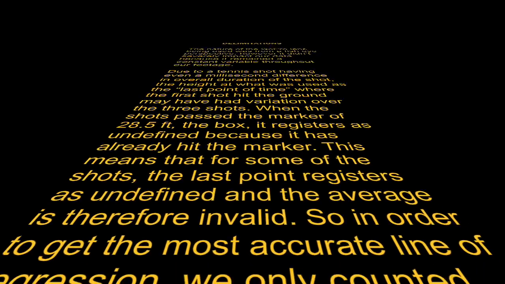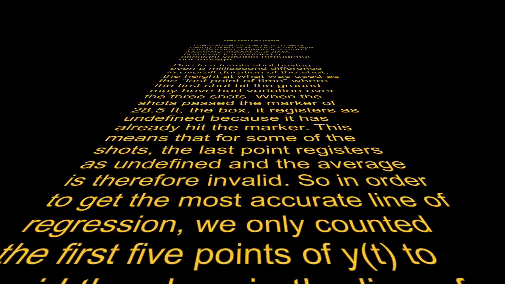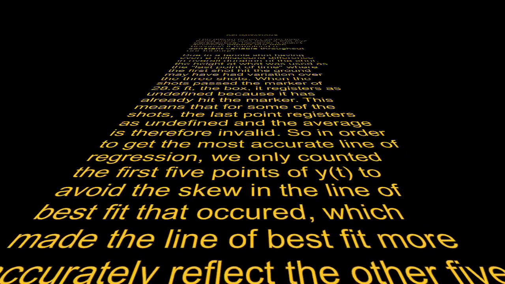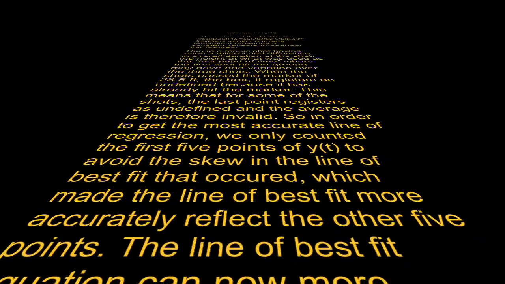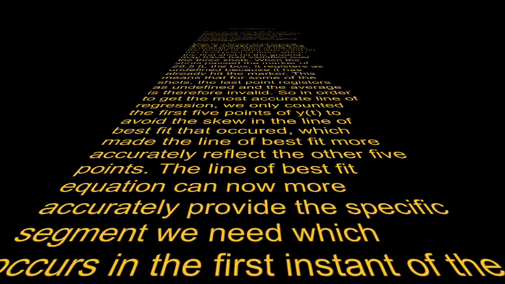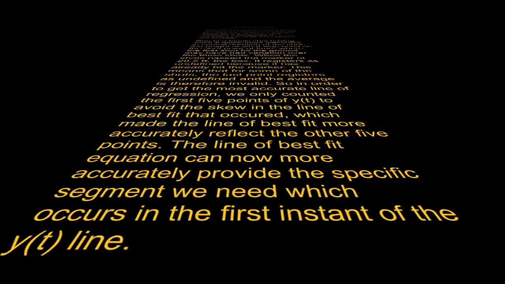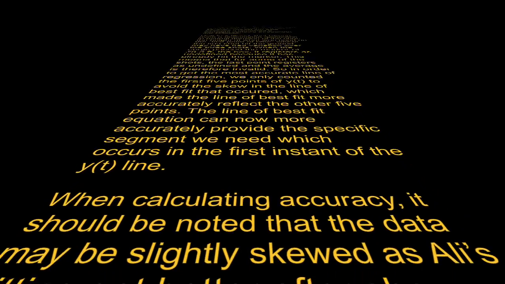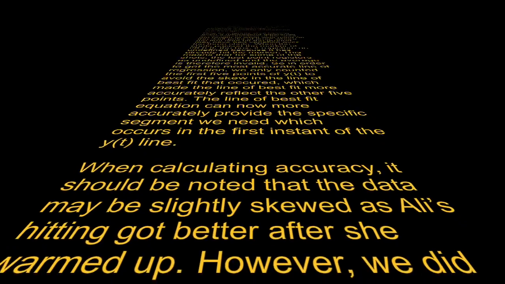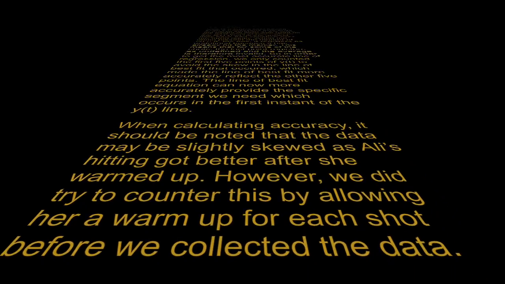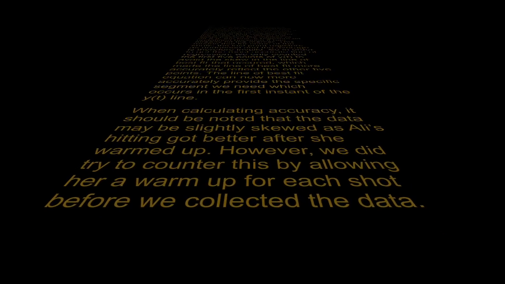So in order to get the most accurate line of regression, we only counted the first 5 points of y of t to avoid a skew in the line of best fit that occurred, which made the line of best fit more accurately reflect the other 5 points. The line of best fit equation can now more accurately provide the specific segment we need, which occurs in the first instant of the y of t line. In addition, when calculating accuracy, it should be noted that the data might be slightly skewed as Allie's hitting got better after she warmed up. However, we did try to counter this by allowing her to warm up for each shot before we collected the data.